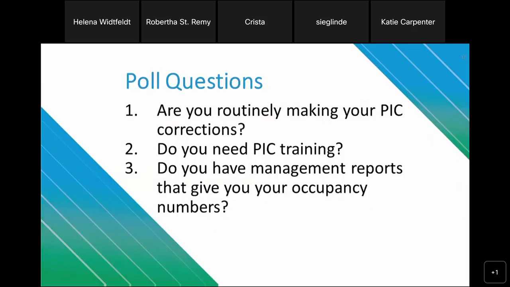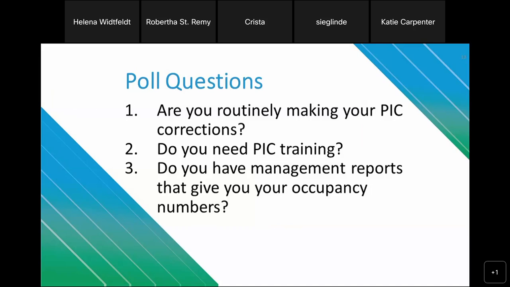All right. Good time for a break. We're taking a poll. These polls are yes or no. Very easy. The poll is open for 2 minutes, so you have plenty of time. It's easy to answer a bubble yes or no. So you have three questions. Are you routinely making your PIC corrections? Routinely meaning really every 30 days you're evaluating your data points, yes or no. Do you need PIC training? Still a good question. We have many new individuals in this industry that join us and may not have had the opportunity to receive PIC training. So yes, no, we would like to just have that data point.